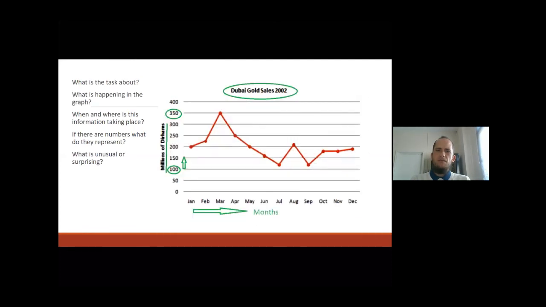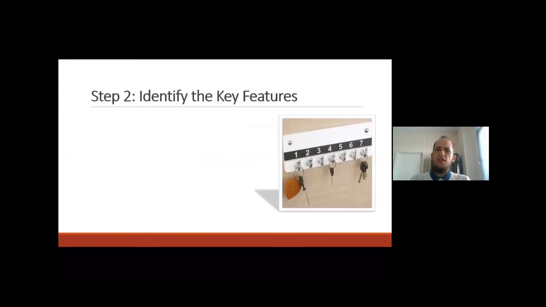Okay, sorry guys. Actually, what I wanted to show here as well was some of the things that we should be taking note of. So in your graph, you should include the information of millions of dirhams, or however you pronounce their currency, and then you'd be taking a note that you've got from 100 to 350. You'd be wanting to note that there's months, and that it's all about Dubai gold sales. And then we'll move on into identifying the key features.